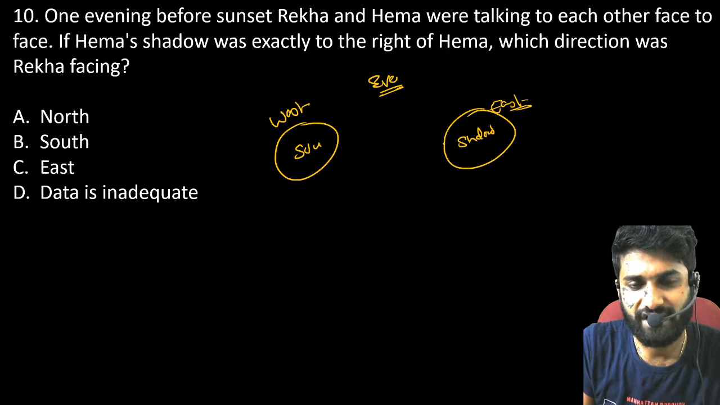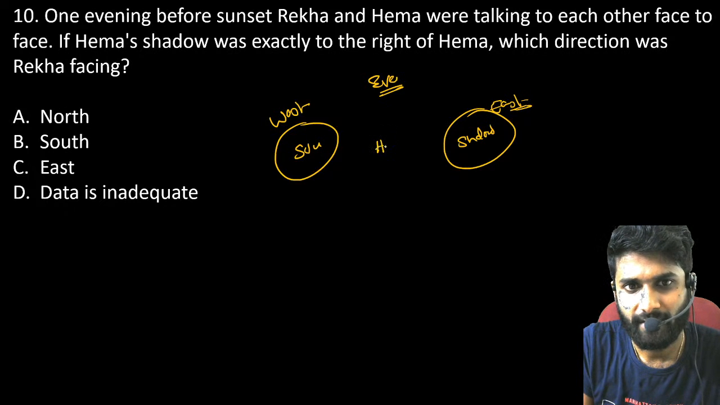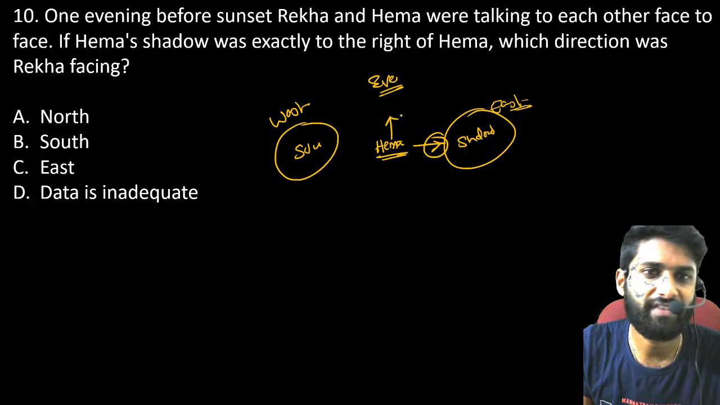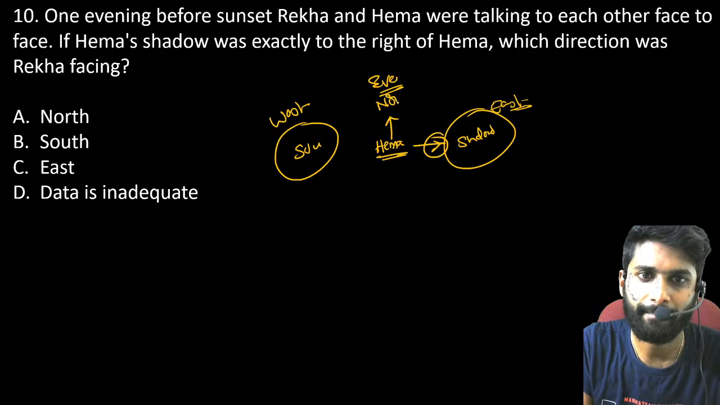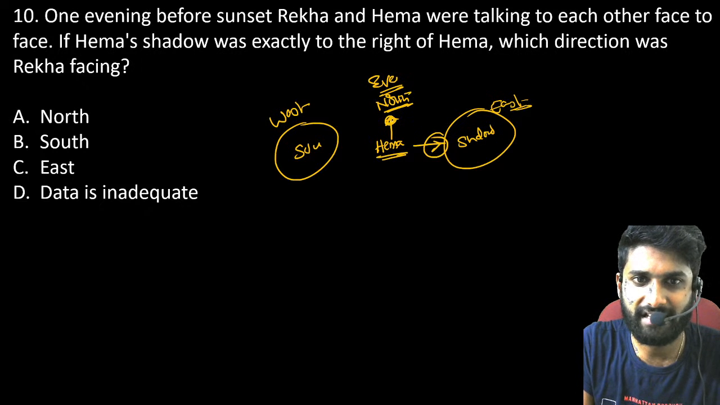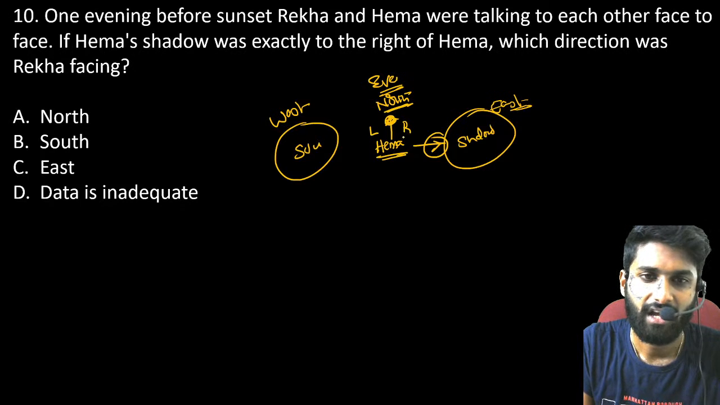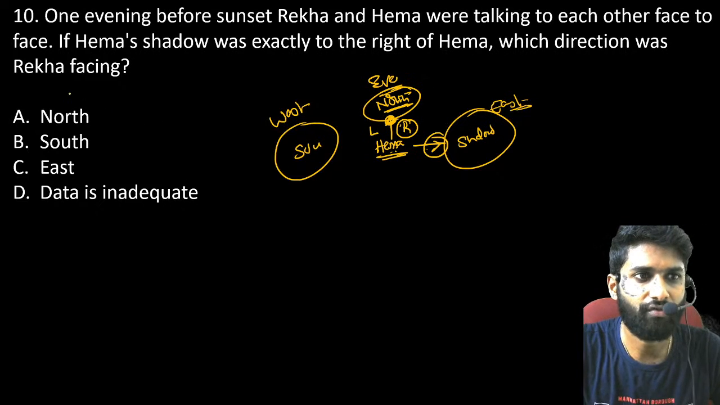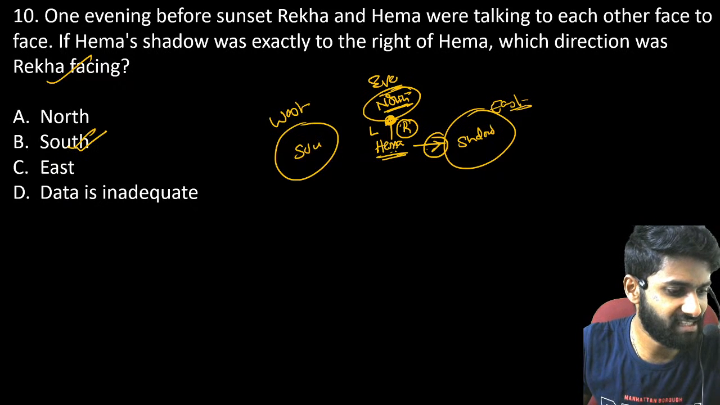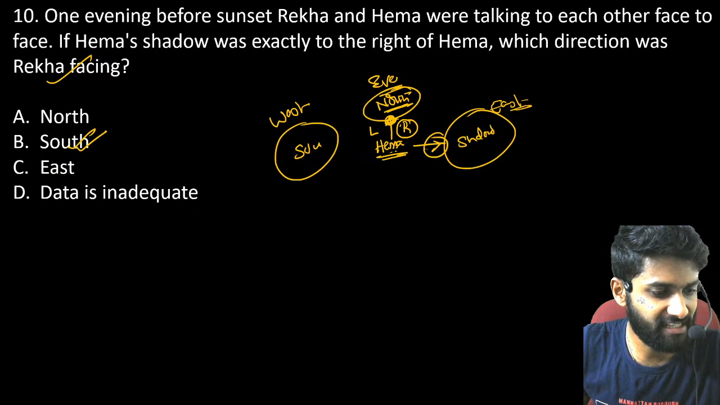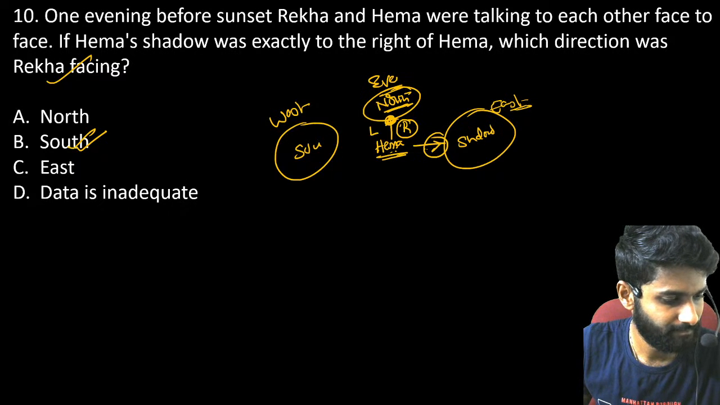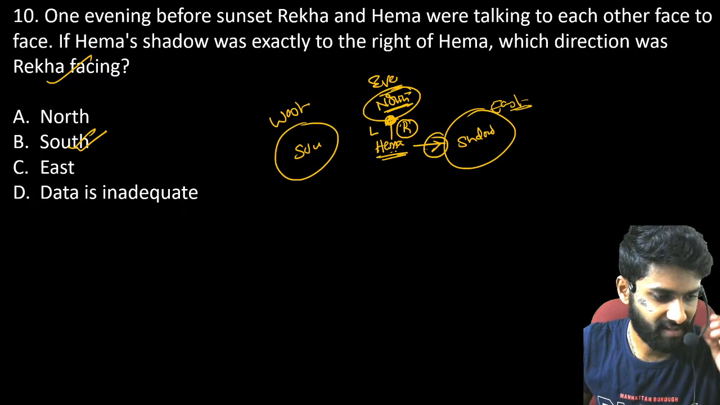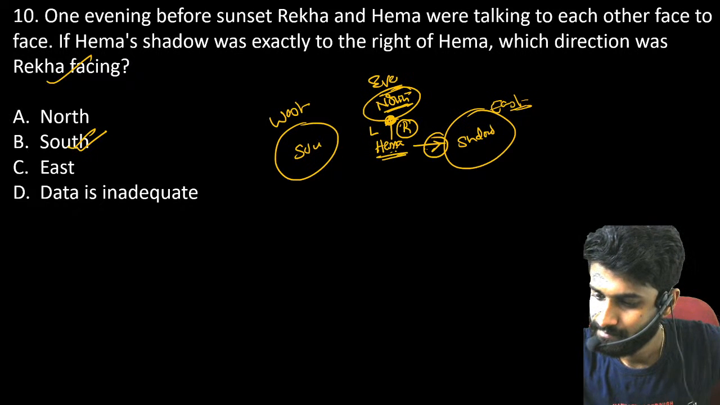Now the shadow we require is to the right of Hammer. Hammer's right side we require. Shadow position is always constant. Now, which direction was Hammer facing? Hammer was facing north. Why? Because this is the person, this is the right hand and this is the left hand. Hammer's shadow is to the right of Hammer, which means definitely he is facing north. So Hammer was facing north, and now Rekha was facing south. Rekha was facing south direction. Just take references. Yes, very good.